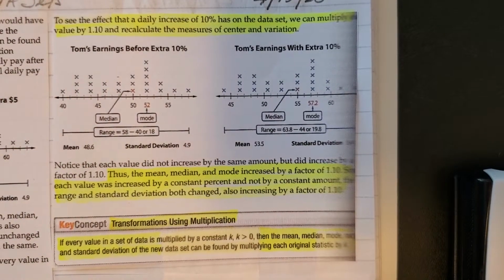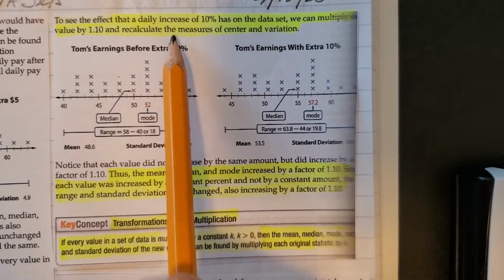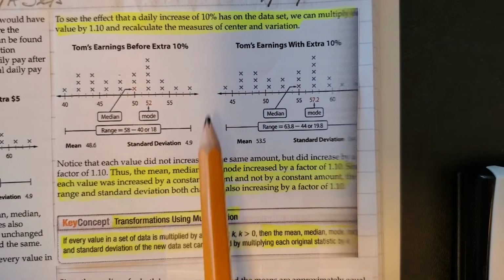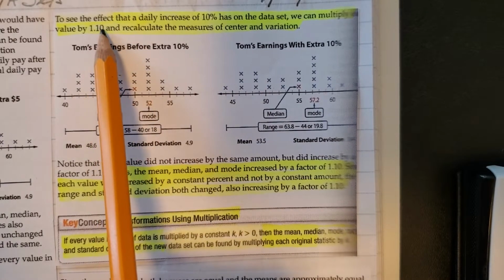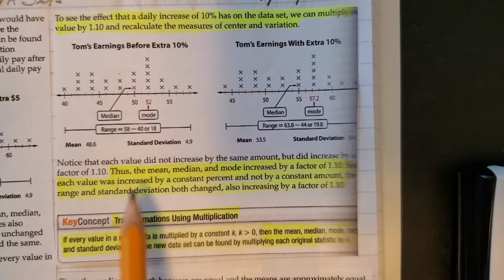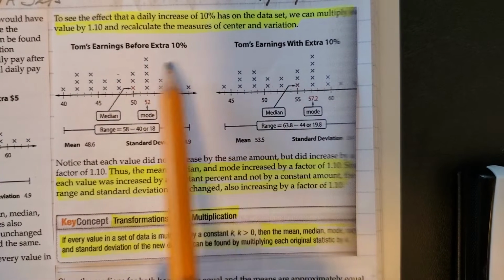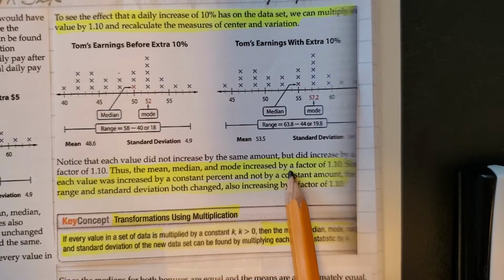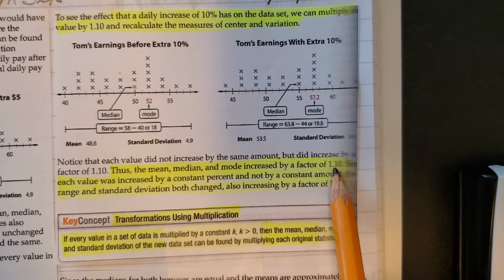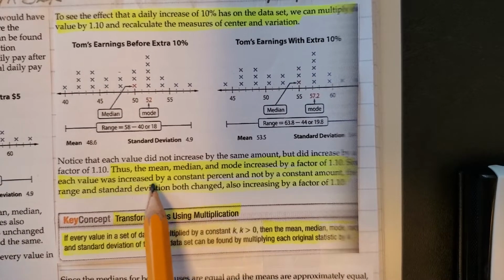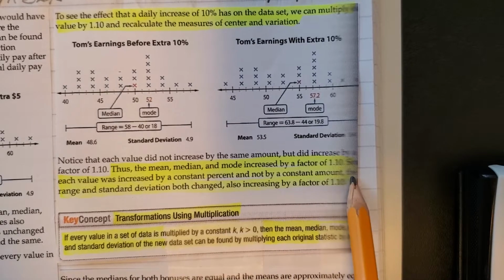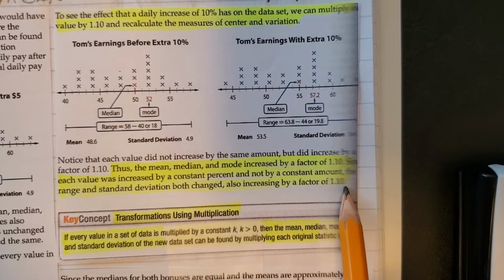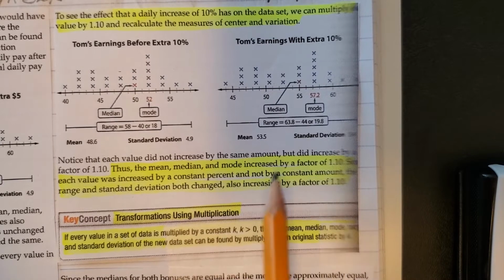Now this example talks about Tom's earnings if you multiply his earnings by 10% to see what would change. So really you're multiplying each of the values by 1.10. And what happens is that when you multiply a data set by something, the mean, median, and mode increase by that factor of 10%, 1.10. Some values were increased by a constant percent and not by a constant amount. The range and standard deviation both changed, also increasing by a factor of 1.10. So you can see that in the data here.